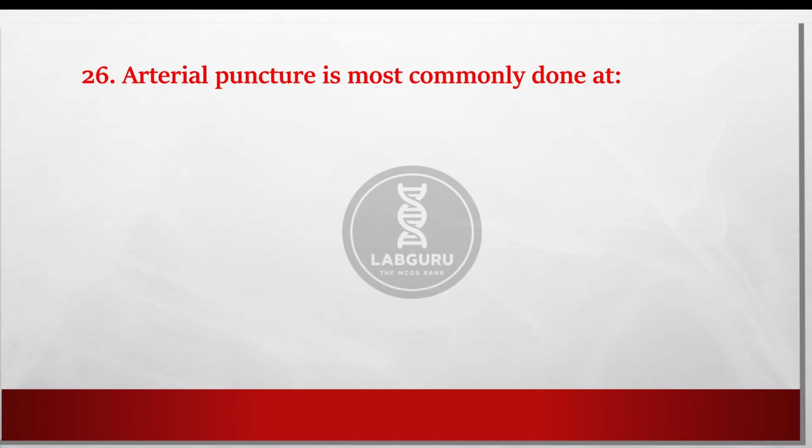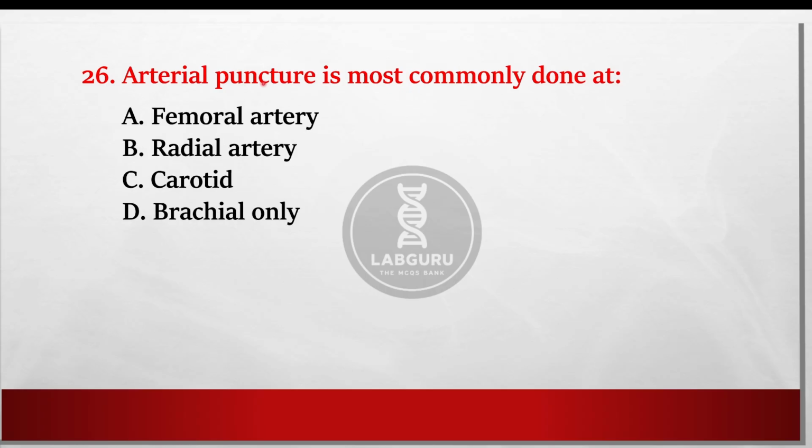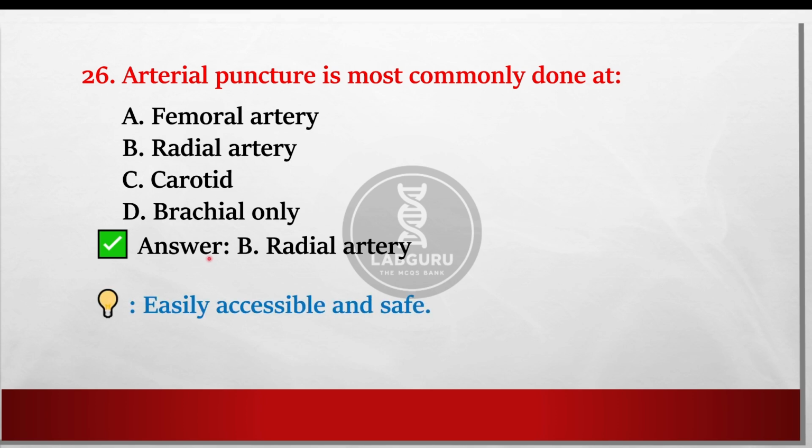Question number 26 is here. Arterial puncture is most commonly done at what site? Where are we doing the arterial puncture mostly? The options are option A, femoral artery; option B, radial artery; option C, carotid; and option D, brachial. The right answer is option B, the radial artery, the most preferred site for arterial blood collection, because it is very easily accessible and safe also.